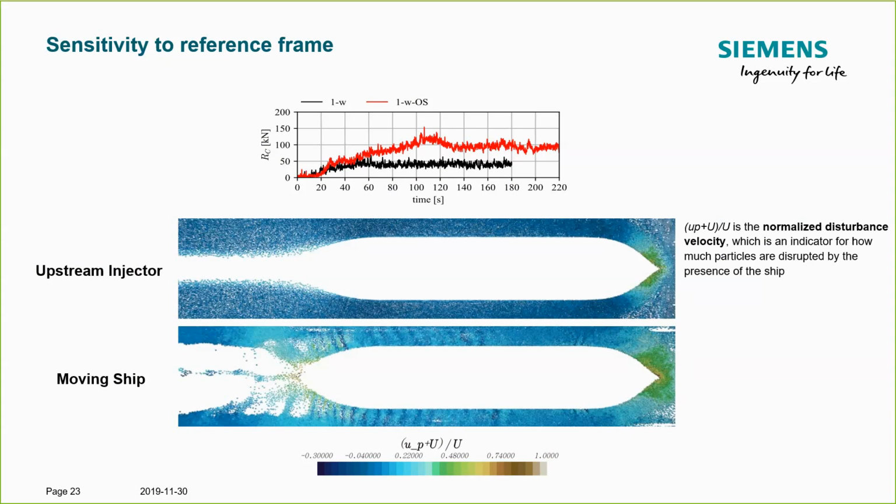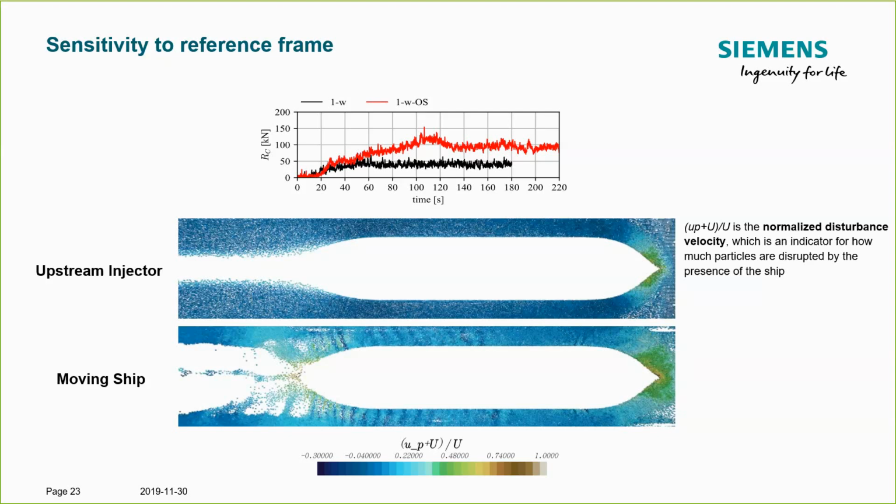There are two scalar plots here. The one on the top is from the upstream injector approach, the one on the bottom from the moving ship approach. What we see here are the particles in their physical shape, but they are assigned colors of a scalar plot of a quantity that I want to call the normalized disturbance velocity. Keep in mind, we have a different approach in each method. In the first method, the upstream injector, the ship is stationary, and the flow is introduced at the ship forward speed, in the negative direction.